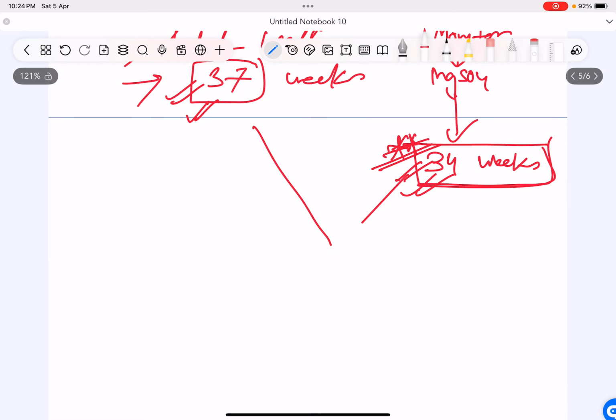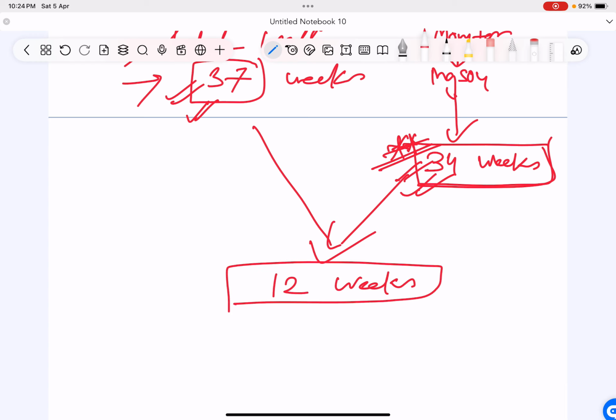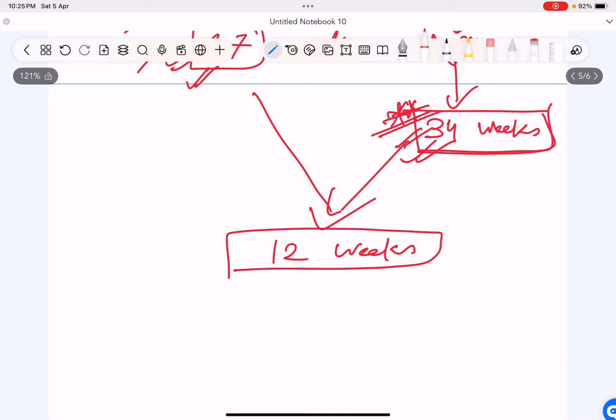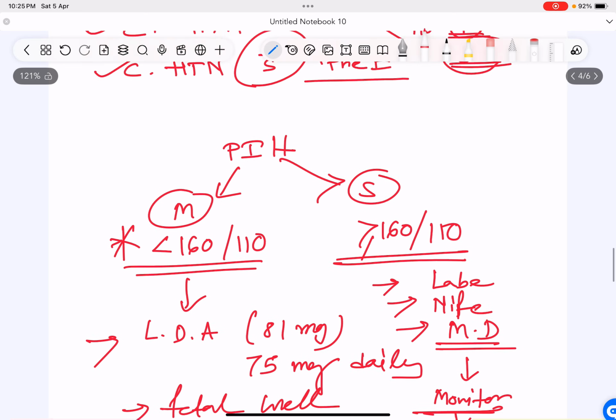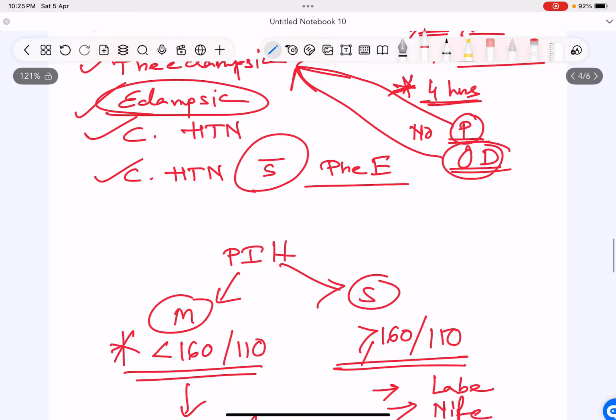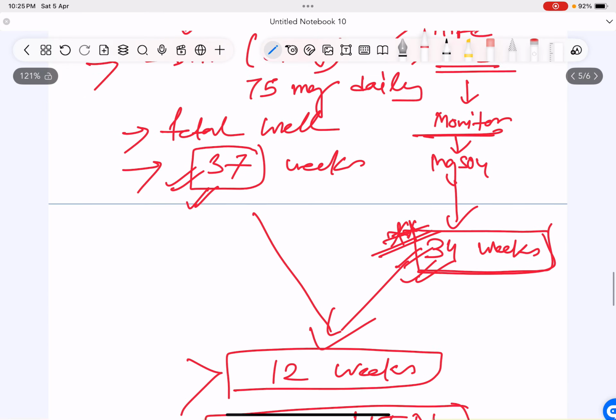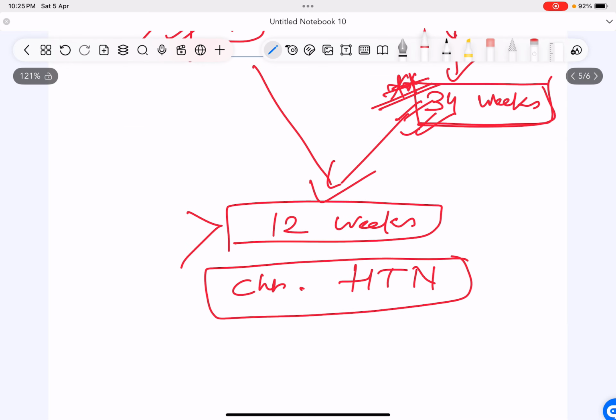In both these patients, you have to check the blood pressure even after delivery. Up till 12 weeks you have to check the blood pressure. If the blood pressure continues to stay elevated after 12 weeks, then the diagnosis is now changed. It is no more a gestational hypertension, it is a chronic hypertension. That means you missed it. Actually the patient already had hypertension. The patient came after 20 weeks or maybe before 20 weeks, and you were not able to diagnose it, you missed it. So if blood pressure is still raised after 12 weeks, then it is a chronic hypertension.